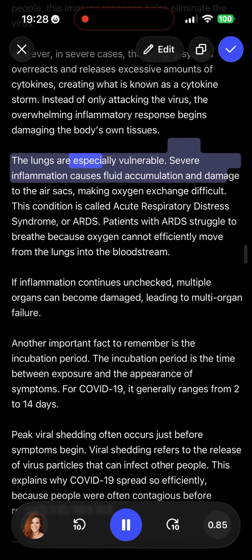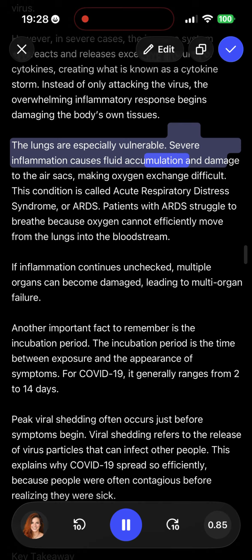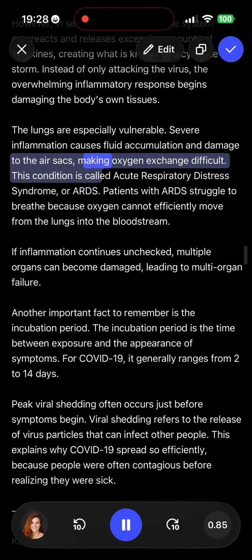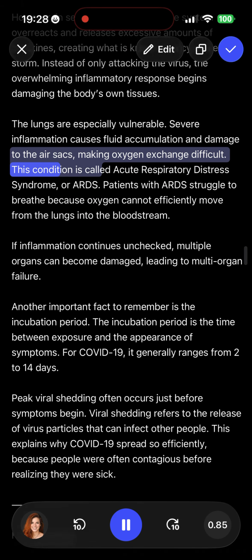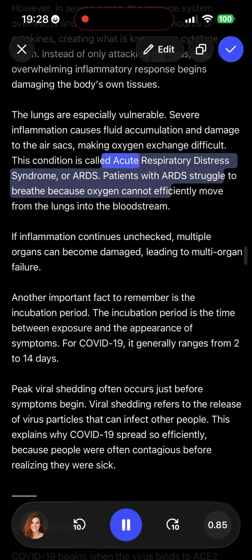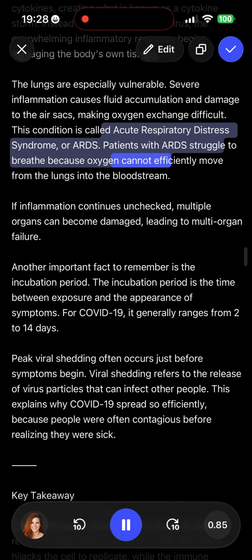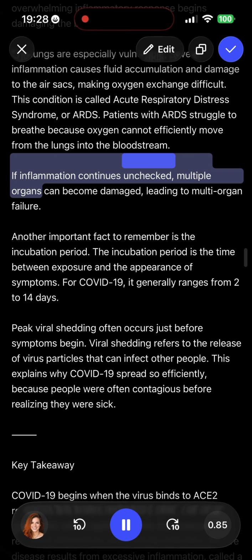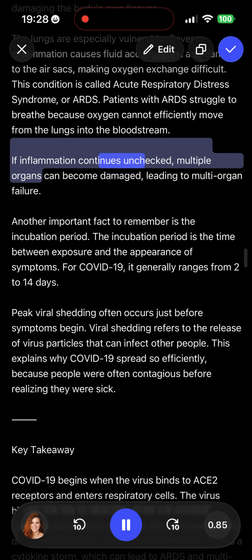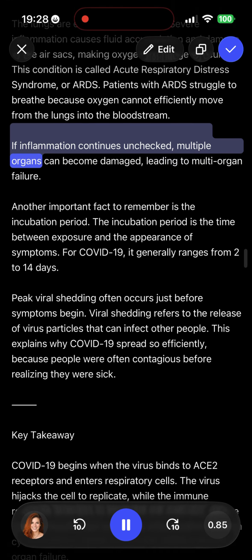Severe inflammation causes fluid accumulation and damage to the air sacs, making oxygen exchange difficult. This condition is called acute respiratory distress syndrome, or ARDS. Patients with ARDS struggle to breathe because oxygen cannot efficiently move from the lungs into the bloodstream. If inflammation continues unchecked, multiple organs can become damaged, leading to multi-organ failure.